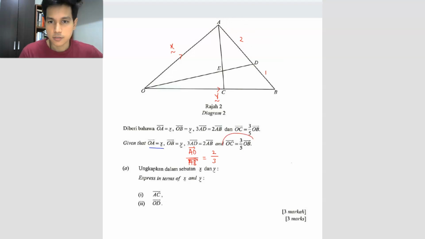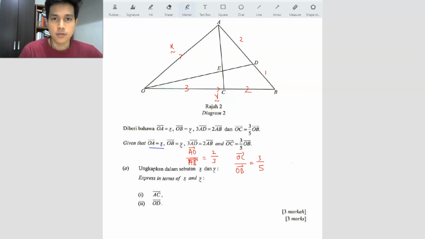Next, they gave you this. Okay, so this one also you can form your ratio actually. You can rearrange OC over OB equals to 3 over 5. So that means OC here is 3, and then the whole thing is 5, right? OB is 5. So that means here is 2. Okay, so you can form your ratio. Alright, now I'll erase this. Okay, let's see the first question.